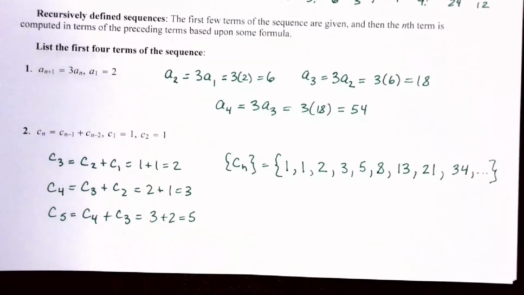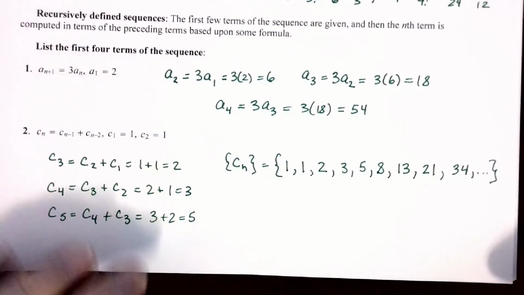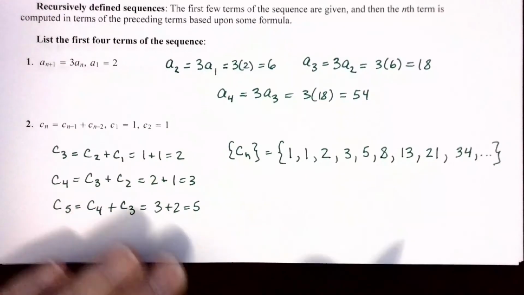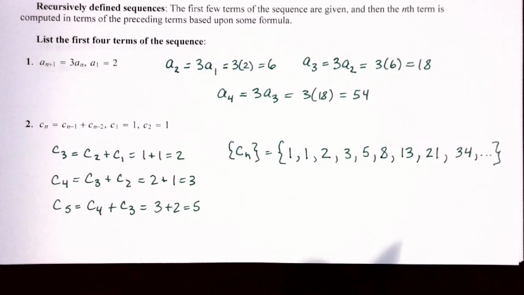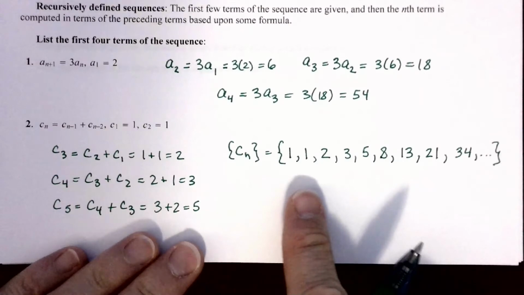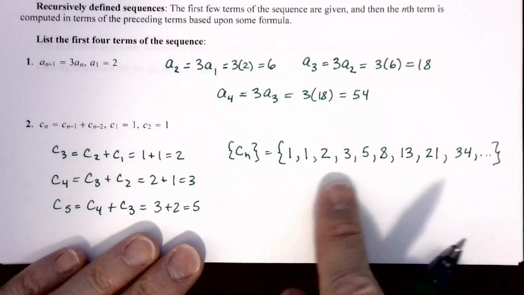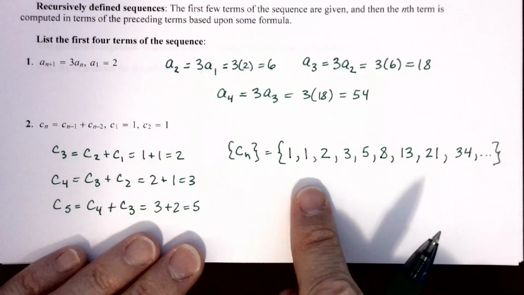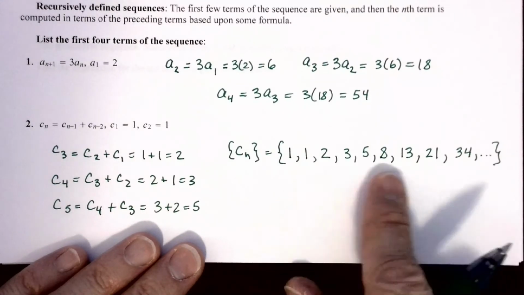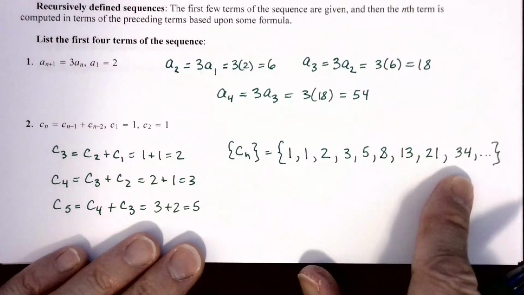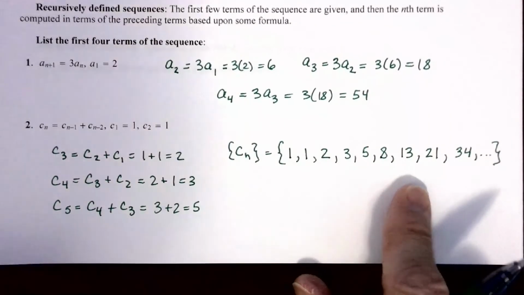Right. So this is the sequence. Now this particular sequence, some of you might actually remember seeing this before. This is the so-called Fibonacci sequence. And it has some interesting properties, and we could talk a lot about that, but this is a good example of how we can recursively define a sequence.